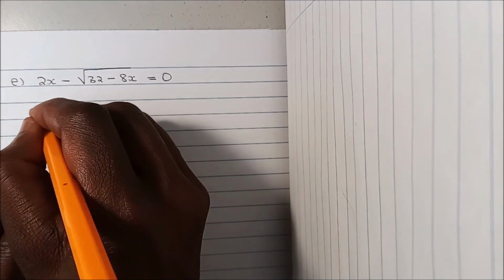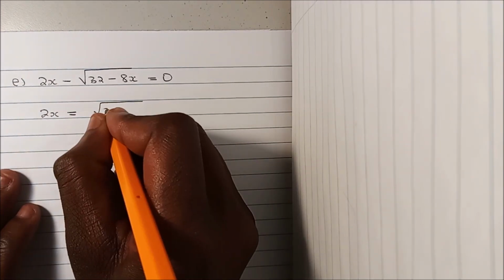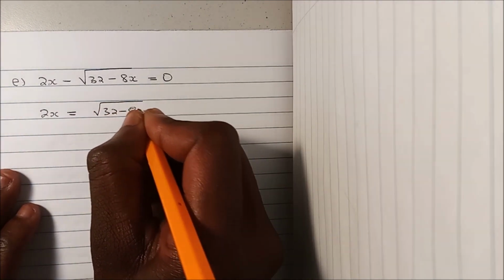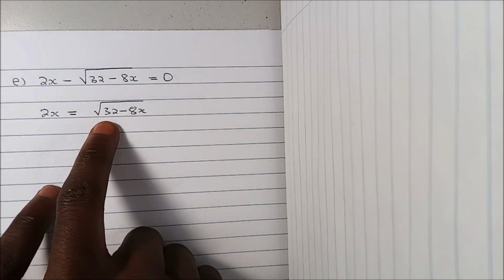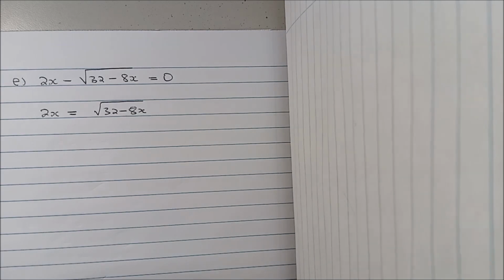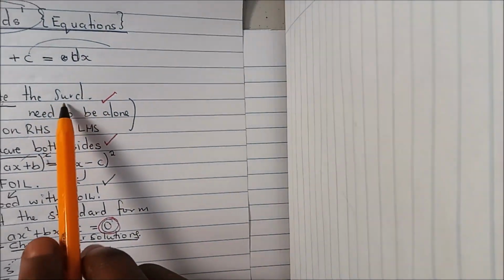So now 2x equal 32 minus 8x. So now the question we ask ourselves is, is the surd isolated? Absolutely. So if the surd is isolated, you must be happy. That's the first thing that we will do.